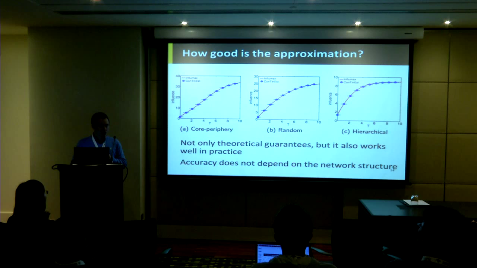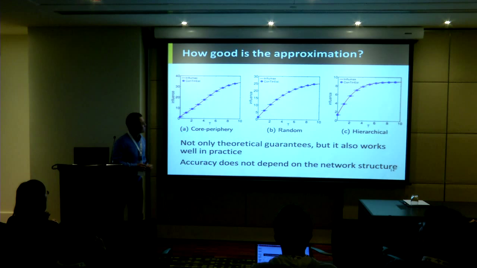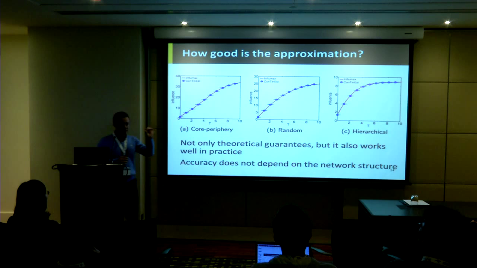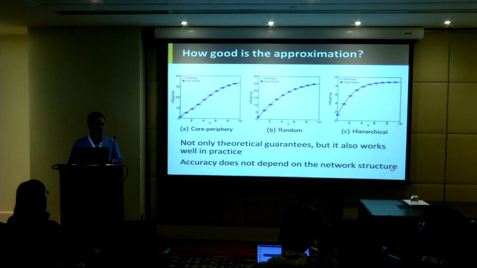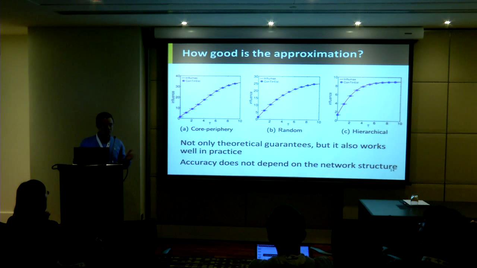So essentially, these blue dots are the estimates. And you see the bar here, the variance is very small, and it's giving you a very good estimation of the exact influence. It doesn't matter what the network topology is, whether it's core-periphery, random, or hierarchical, you can do this estimation very efficiently. Okay. I didn't show it in the tutorial, but you can actually also obtain some theoretical guarantee on how well you can estimate this influence.